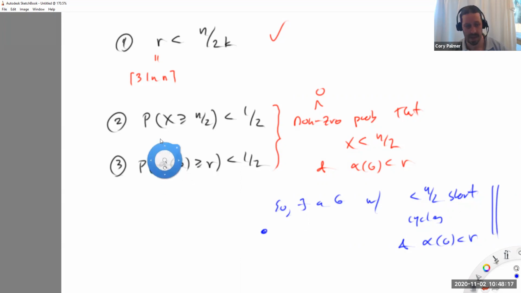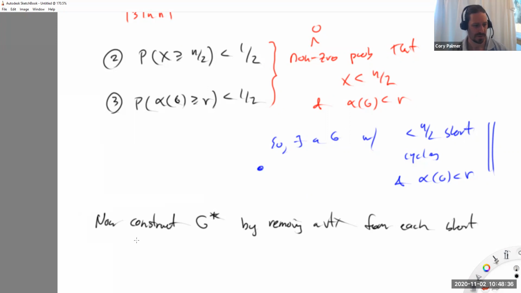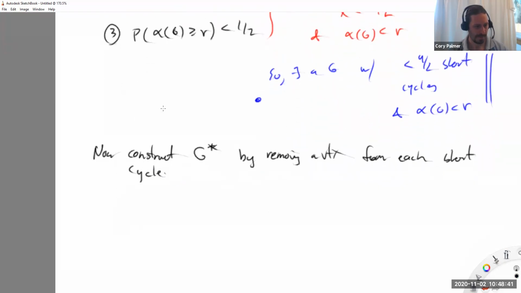Now this almost has what I want, right? Why does this give me what I want? The final step is now to construct a new graph G star by removing a vertex from each short cycle. The number of vertices, therefore, in G star is at least n/2.